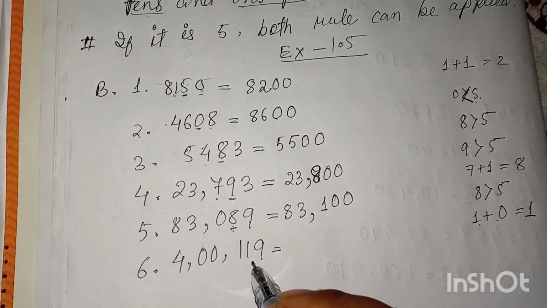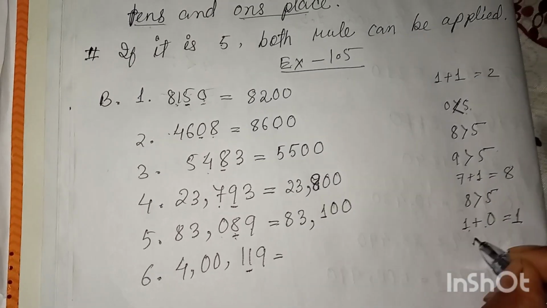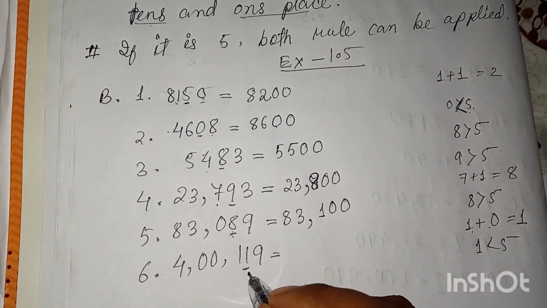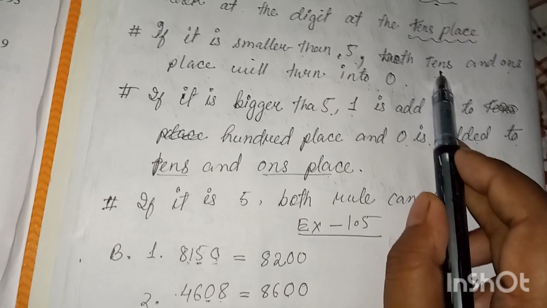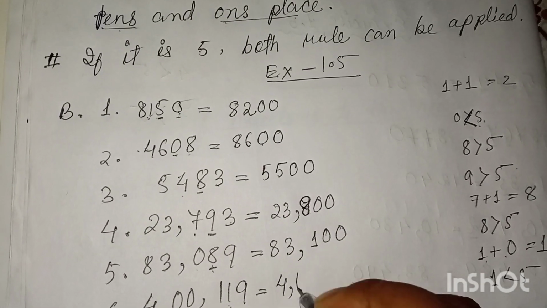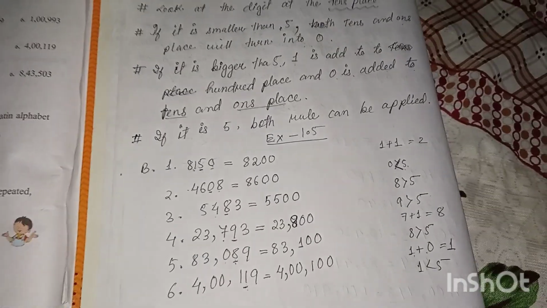Now here ones, tens. We have 1. 1 is smaller than 5. So it will turn both into 0 because it is smaller than 5. Then both the tens and ones places turn into 0. Do you understand this?